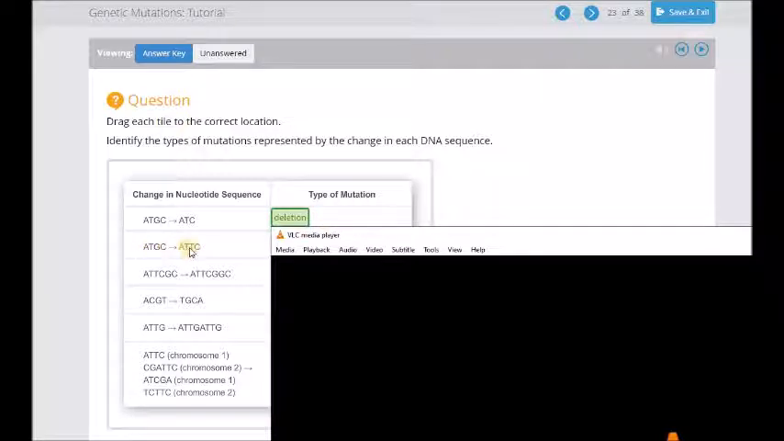So if I have ATGC and I go to ATTC, what do we call that? If I have ATTCGC and I go to ATTCGGC, what happened? Okay, you see what happened? There's an extra G in there, right? What do we call that? Keep going all the way down, and label all of these. This is a pretty easy question if you'll just use the last page of your notes.